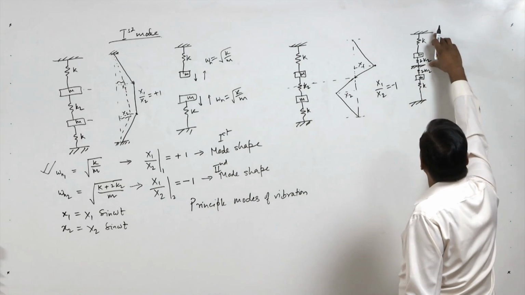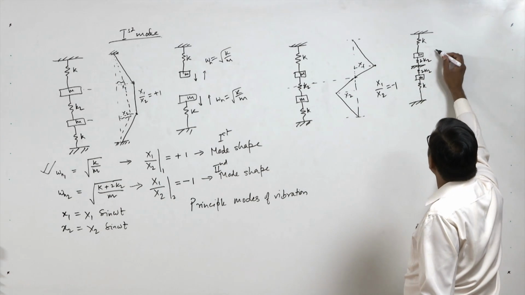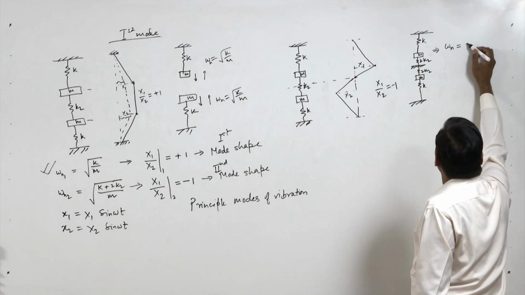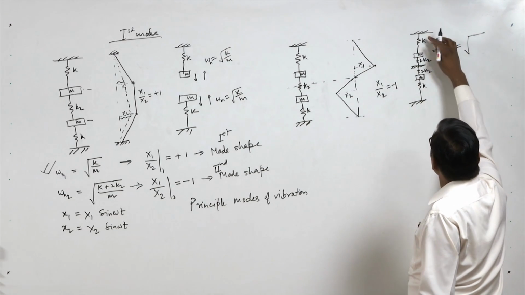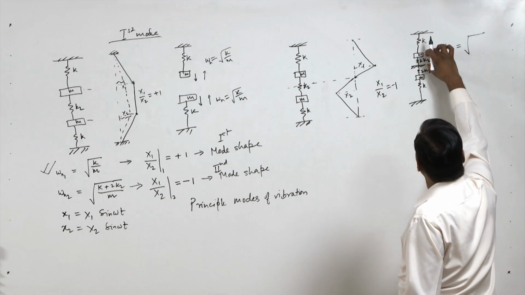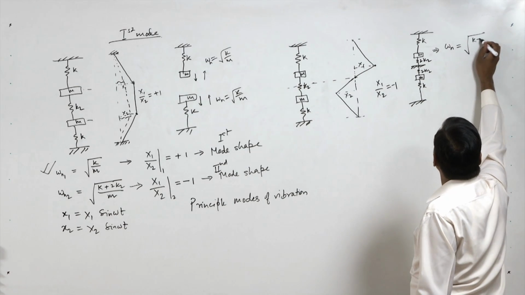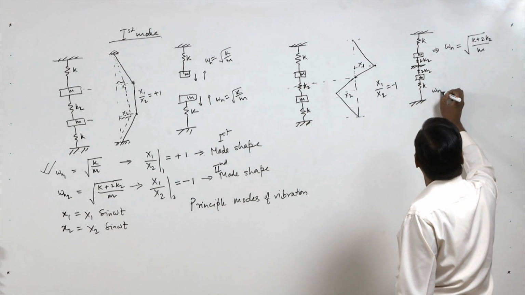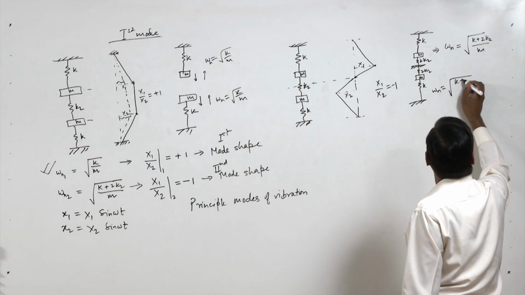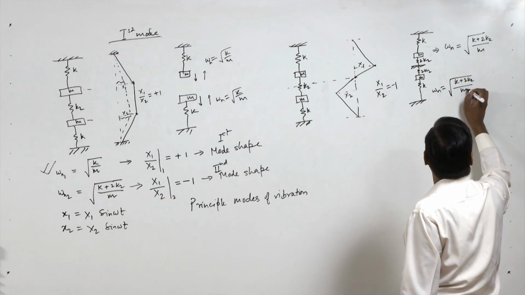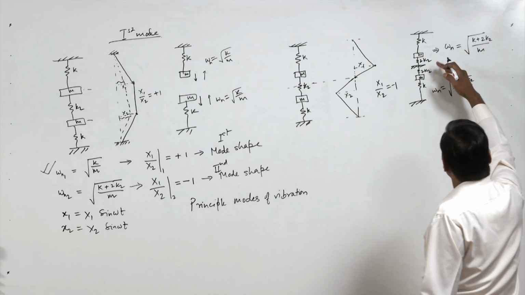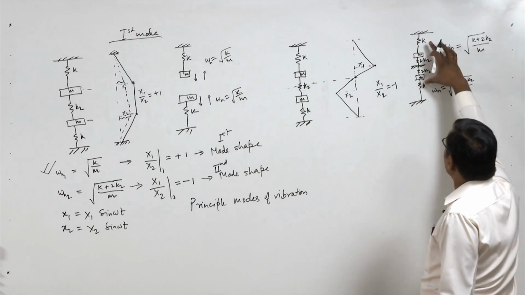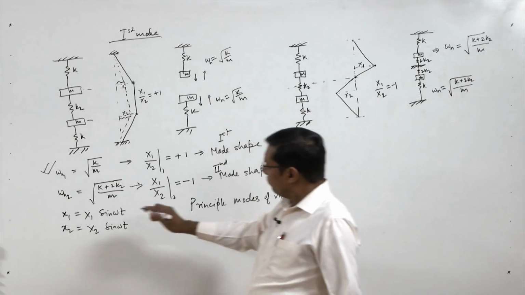So now these systems are independent. What will be the frequency? Omega n equals under root. They are in parallel, so this K and this 2 K2 are in parallel and they will sum. So it is K plus 2 K2 by M, and this is also K plus 2 K2 by M. Both systems vibrate independently, and this is the natural frequency number 2.